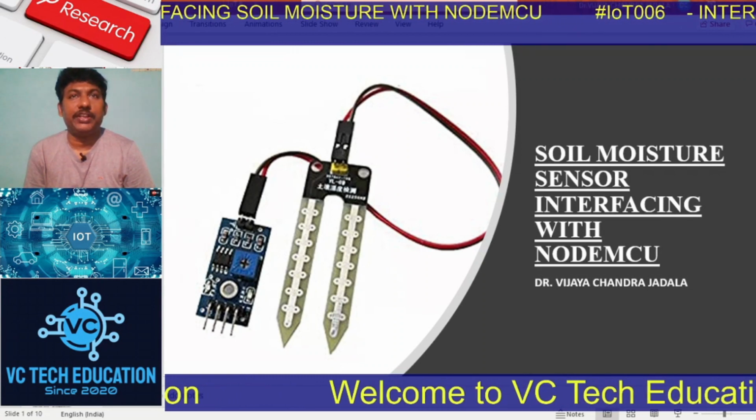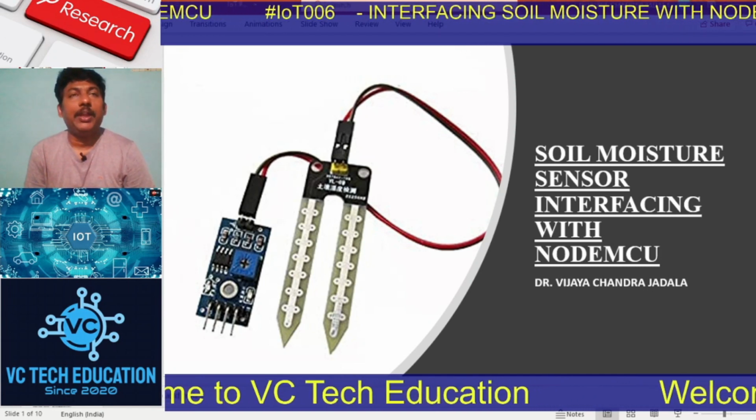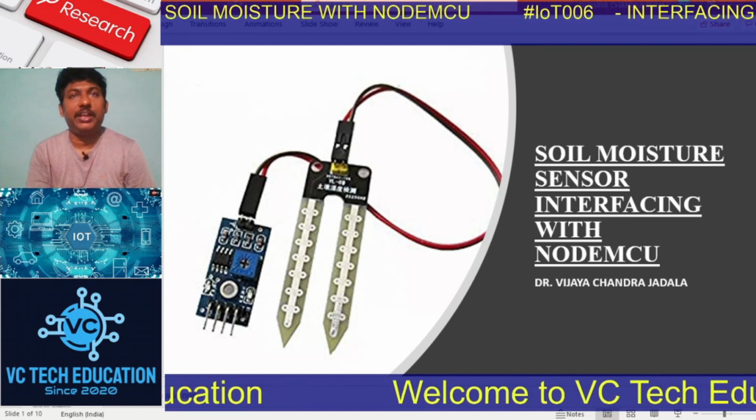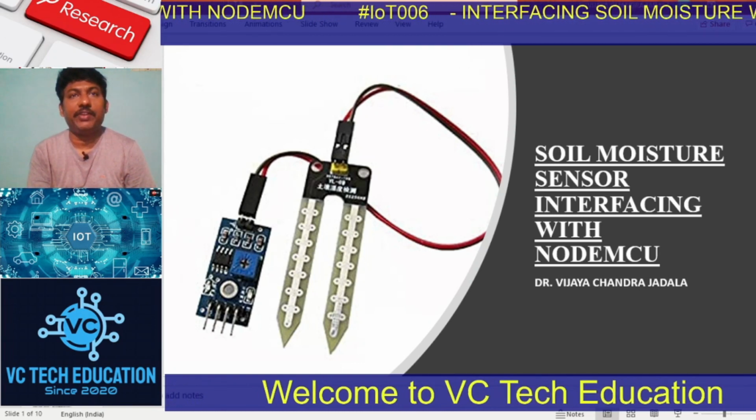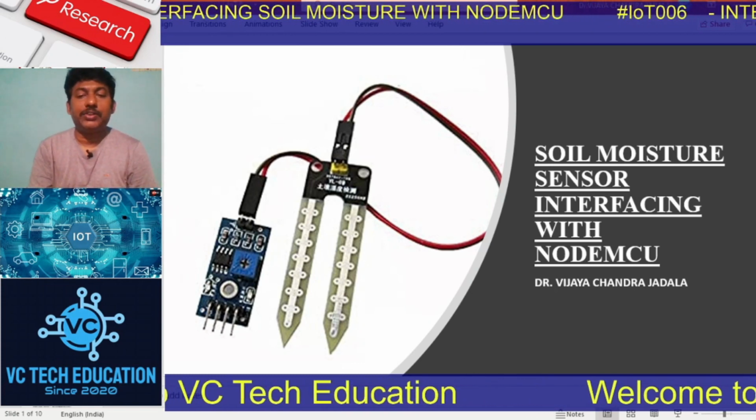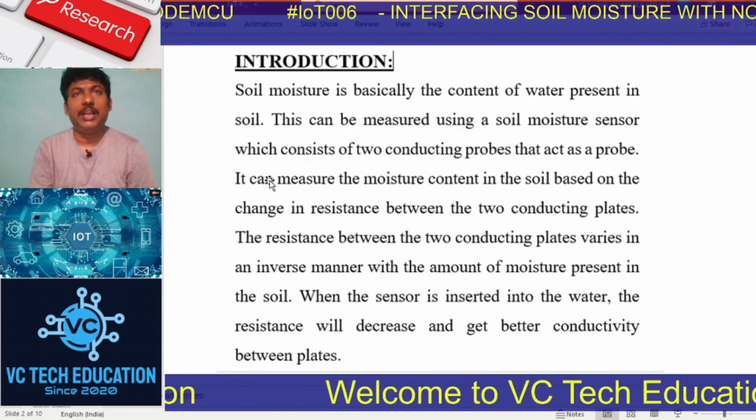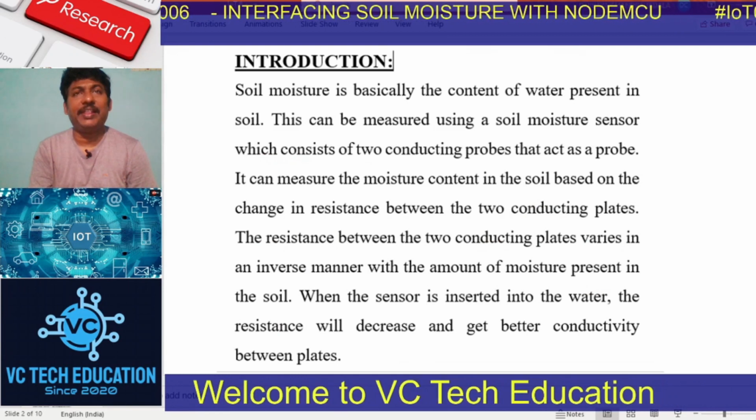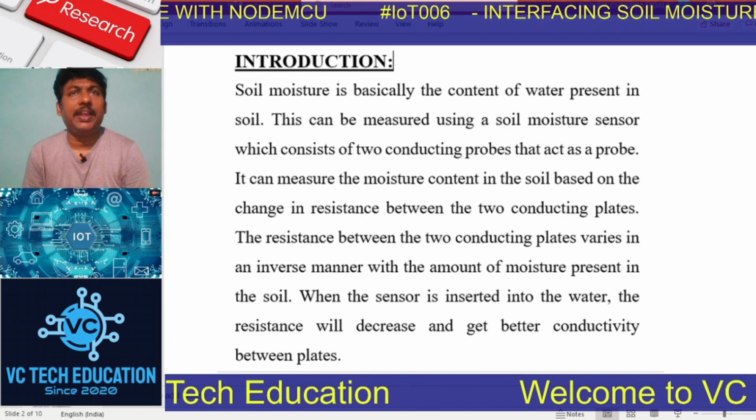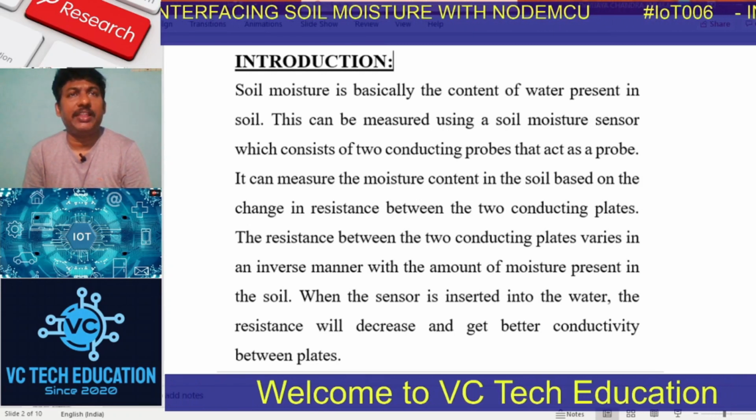Today I am going to discuss the soil moisture sensor and interfacing it with Nodemcu. The soil moisture sensor which you are seeing on the screen is the sensor which we are going to interface with Nodemcu. Basically, it will identify the content of water present in the soil.